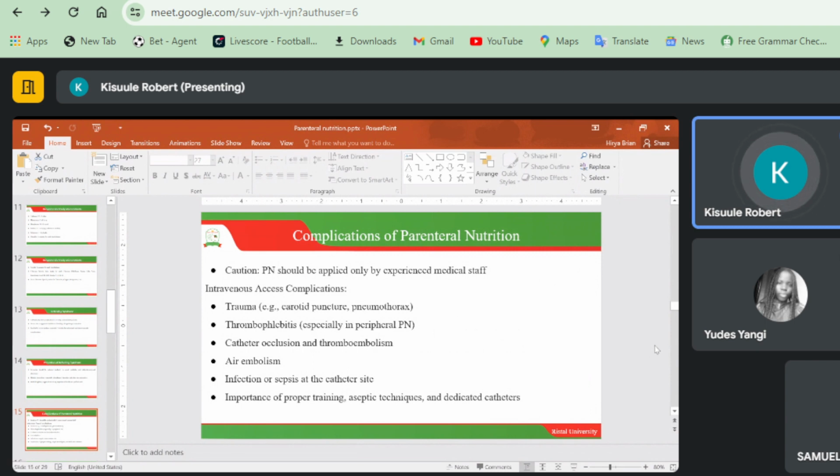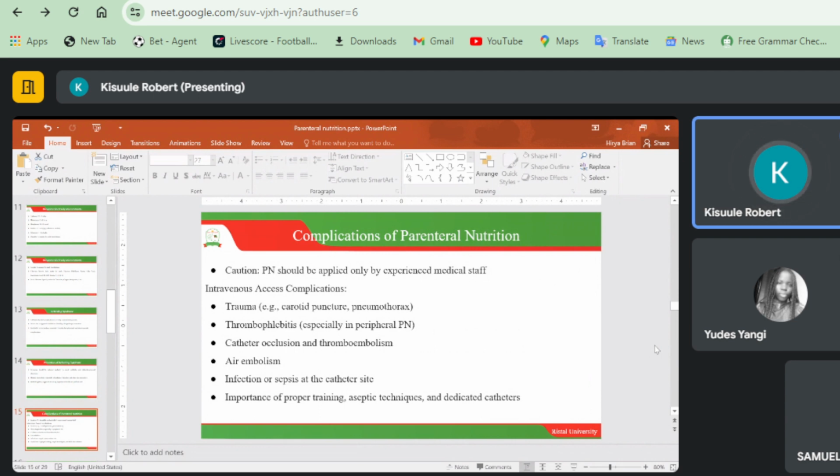So what are the complications of parenteral nutrition? One is that parenteral nutrition should only be applied by experienced staff. If you're not experienced, you should not do this. You should not feed anyone. Don't go putting cannulas on every vein that you see, because you're going to cause problems for yourself and for the individual. You can choose to be careless with your own life, but then don't be careless with the life of another person.